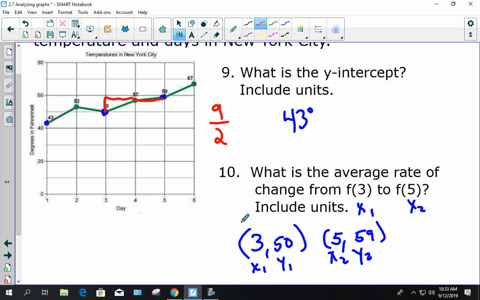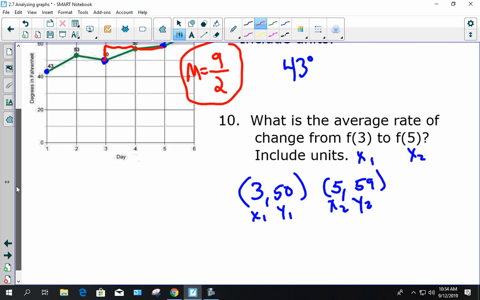If you thought that it was 10, that's wrong. If you got 10 over 2, you'd get 5. Did I say 2 over 9? 2 over 9 is wrong. But I wrote 9 over 2. It's 9 over 2. It's a change in y, guys. This is the change in y right here. You go from 50 to 59. That's 9. You go over 2 days.